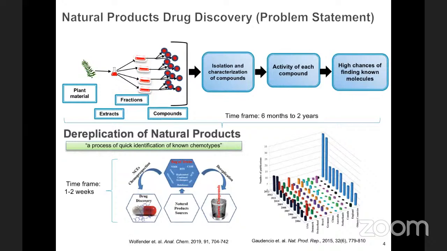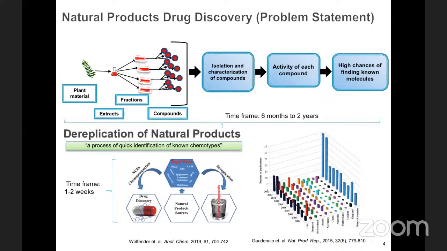This procedure takes a good amount of time, sometimes 6 months or maybe even more than 2 years. But most of the time, there are higher chances that you come across an already reported molecule, reported previously by somebody in maybe another plant, or a similar plant, or maybe some other species from the same genus. All these issues are possible.